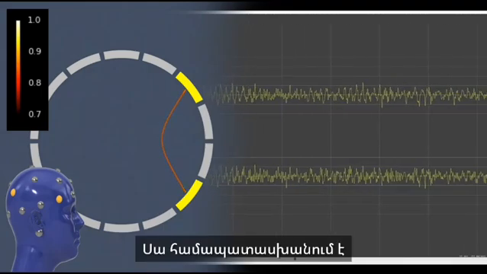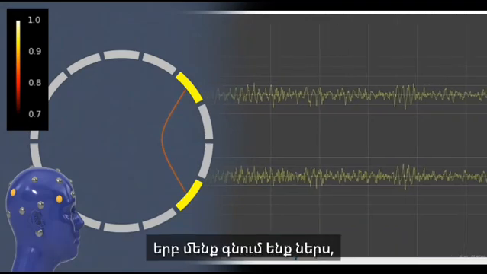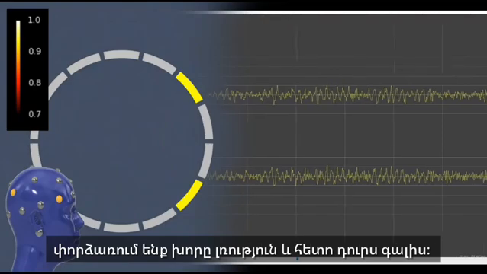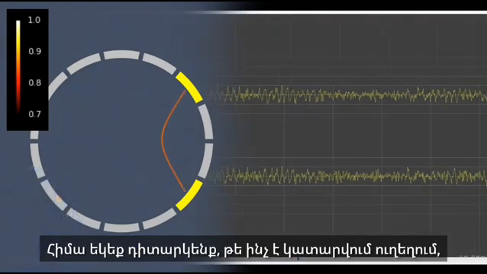This matches our experience in meditation. We dip in and out of deeper and deeper experience of silence, transcendence. Now let's see the whole brain with all the electrodes switched on.